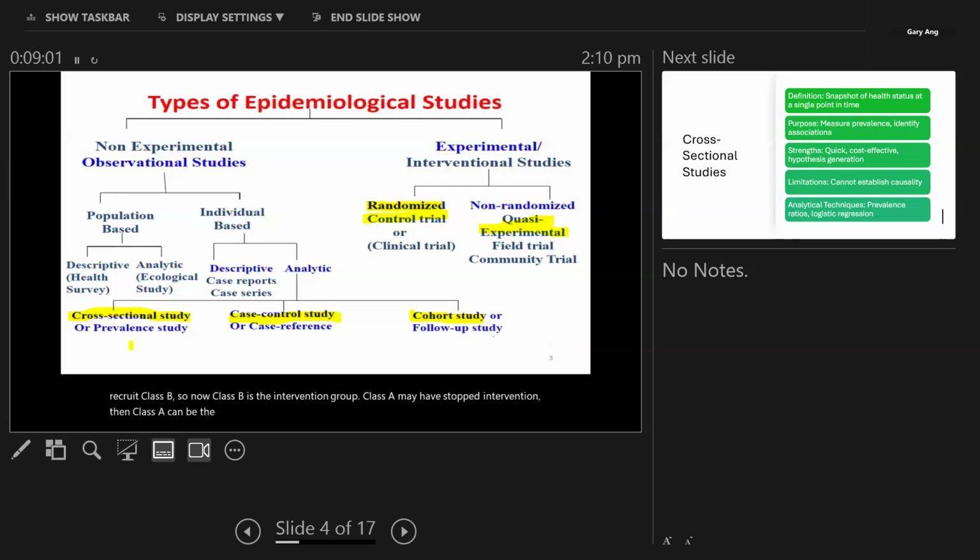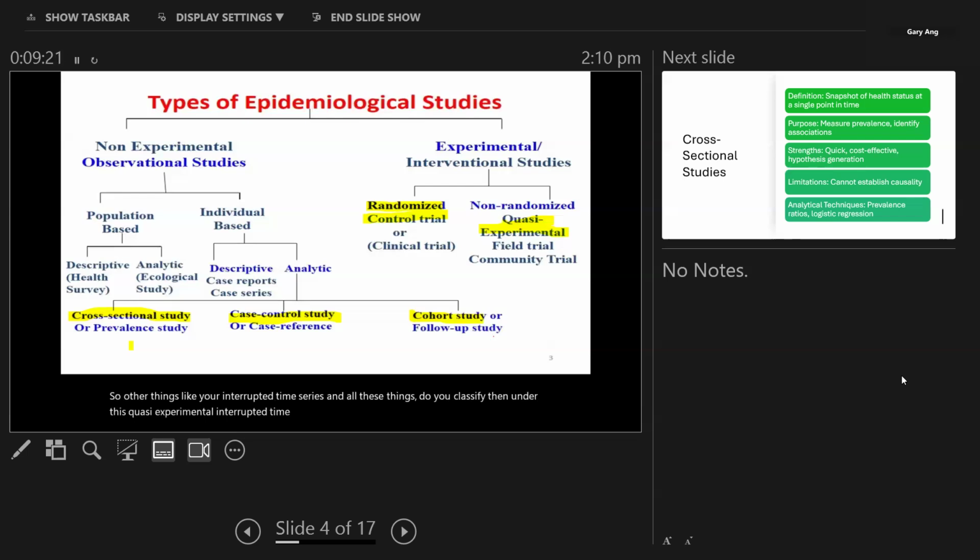Or class C, which haven't started, could be a control, and so on. So it's different phases. You have different sets of case and control. Okay, so this is in a nutshell what you know. Yes. So other things are your interrupted time series and all these things. Do you classify them under this? No, yeah, it's quasi-experimental. Interrupted time series.